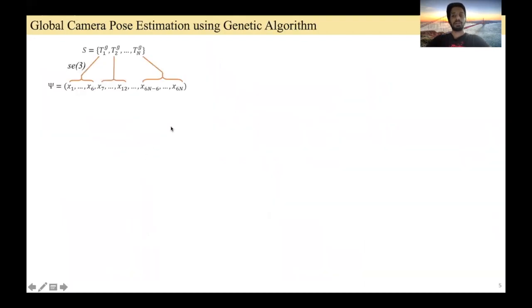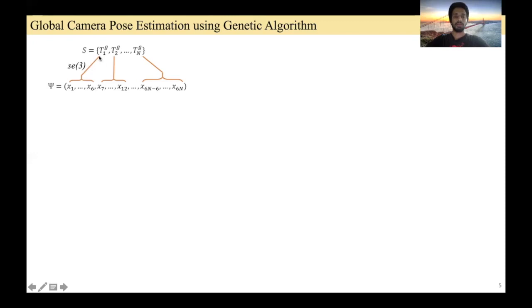However, using local camera pose estimation by itself is not enough since it does not solve problems like loop closures. We needed to perform global camera pose estimation. The traditional way of doing global camera pose estimation is using gradient-based techniques. However, in this paper, we are exploring meta-heuristic techniques such as GA.